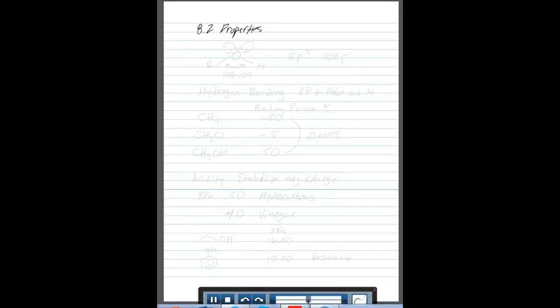Next thing we're going to talk about is properties of alcohols and ethers. We're just going to talk about properties of alcohols. Okay, so an alcohol, it's sp3 hybridized. Your bond angles technically should be approximately 109.5.